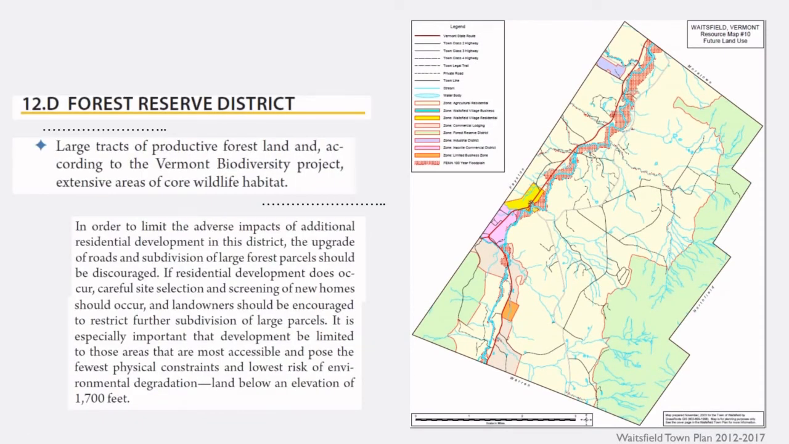So if we were to look a little bit more deeply at the Waitsfield example, within their future land use plan, they have specified a forest reserve district.